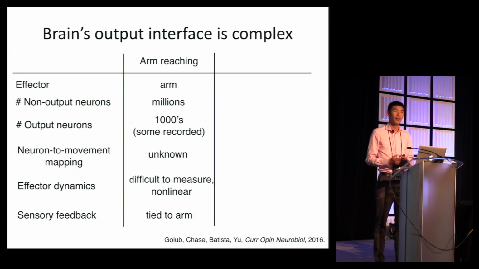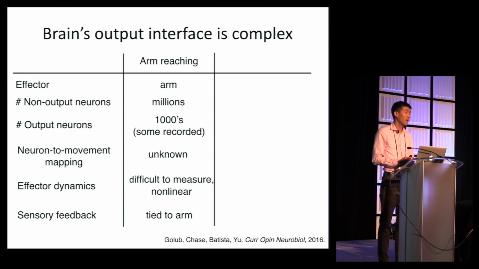The brain's output interface is complex. For example, if we take arm reaching, the effector is the arm, and the number of non-output neurons is in the many millions. These are all the neurons throughout the brain. The number of output neurons, which project down the spinal cord, is many thousands. And in the best of experiments, only some of these are recorded at any given time. The neuron-to-movement mapping is unknown.